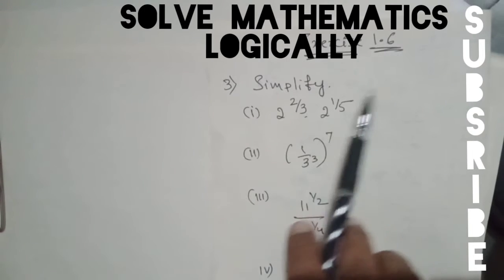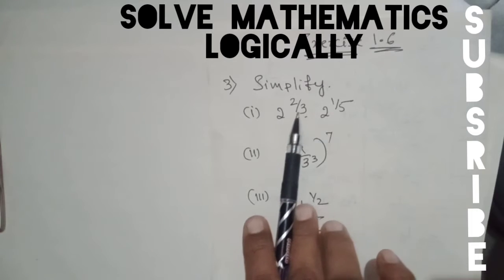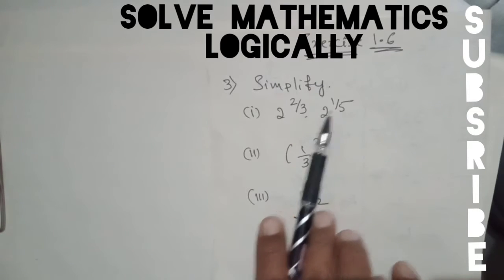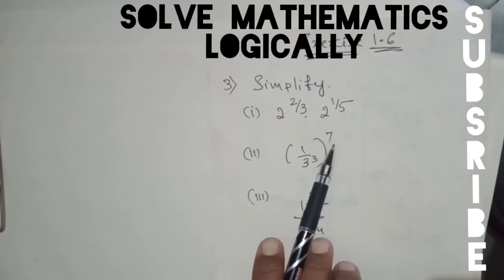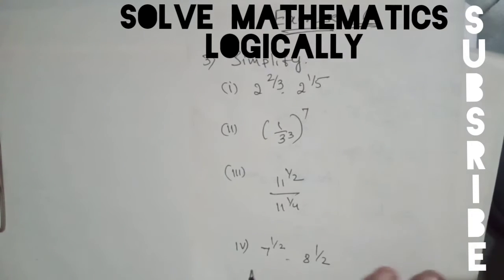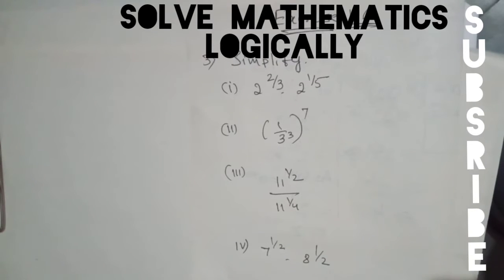You have exercise 1.6, third one, simplify. The first one you have 2 raised to 2 by 3 and 2 raised to 1 by 5. And the next one is 1 upon 3 raised to 3 and then raised to 7. It is very simple. The question looks more difficult, but these are very, very simple problems, children.